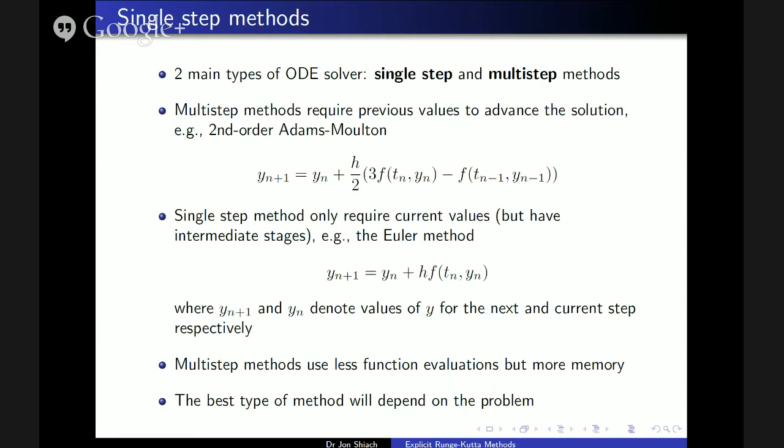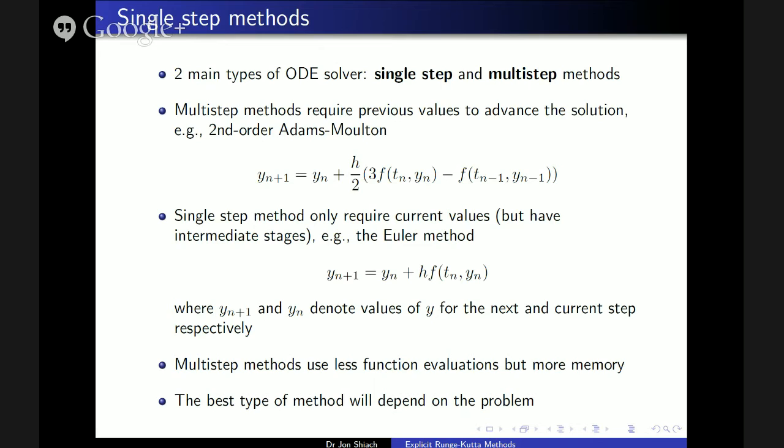Okay, so that was what we looked at last time. What we're going to look at today is the derivation of Runge-Kutta methods. A Runge-Kutta method is an example of a single-step method. There are 2 main types of ODE solvers: single-step and multi-step. In Nida's half of this unit, she'll be using multi-step methods. We'll be concentrating, in this half of the unit, on single-step methods.